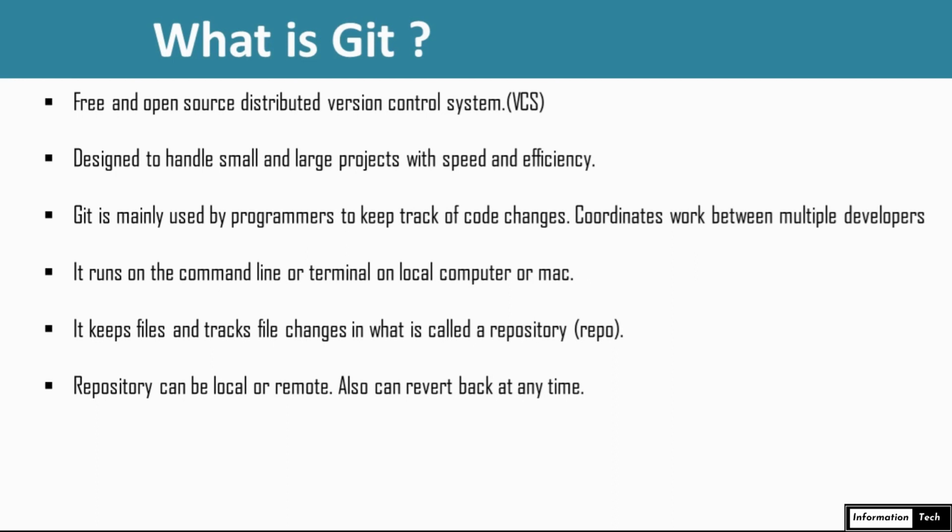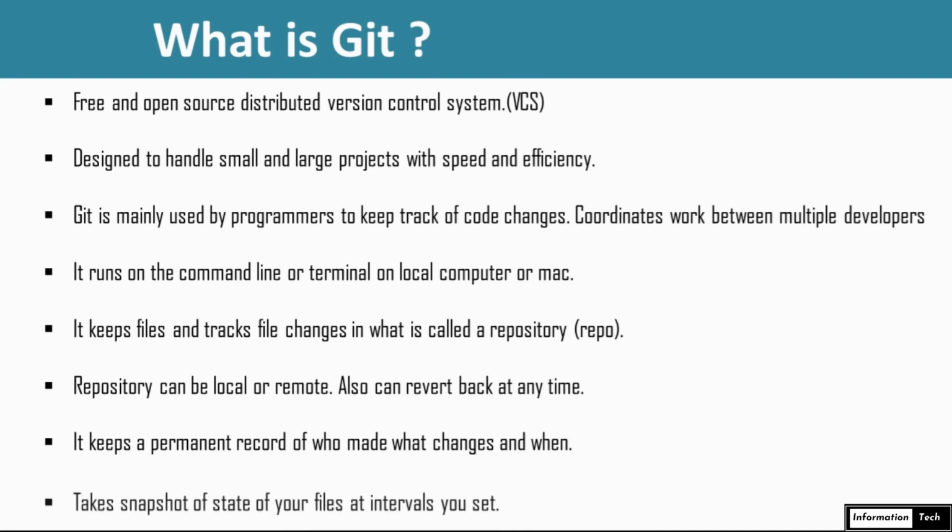Git also allows you to keep track of who made changes, so it keeps a permanent record of who made what changes and when they made the change. Git lets you take a snapshot of your files at several intervals that you will set. So you set the intervals and you also set what files you want it to take a snapshot of. It also allows you to view the snapshots.